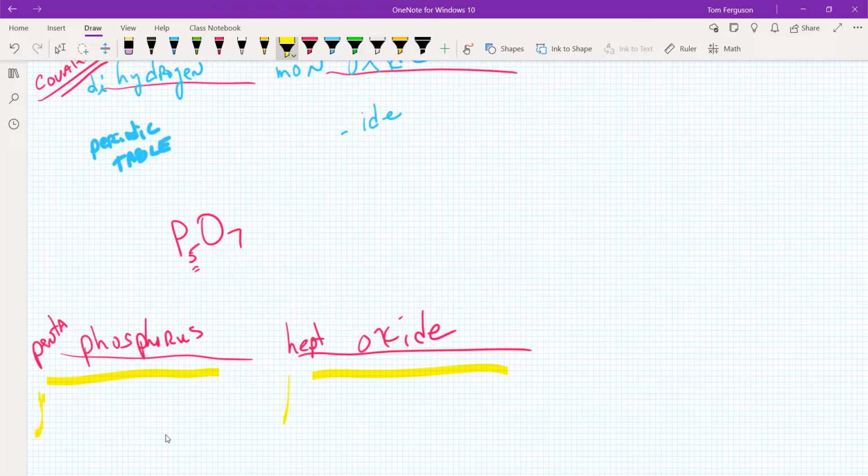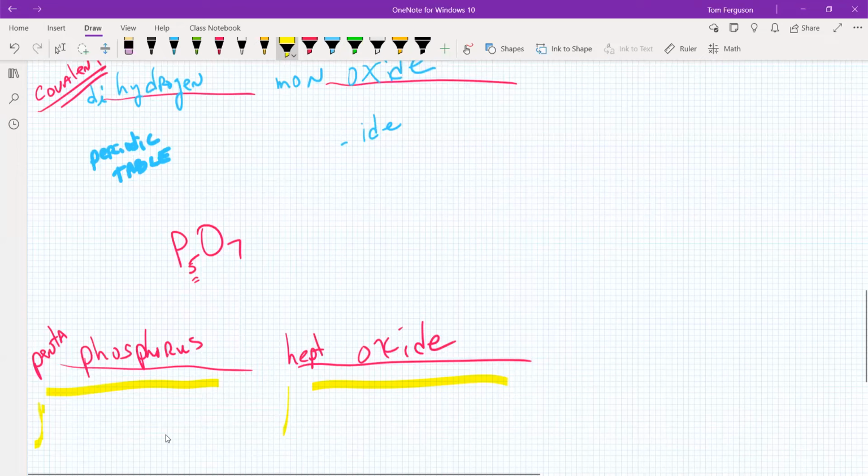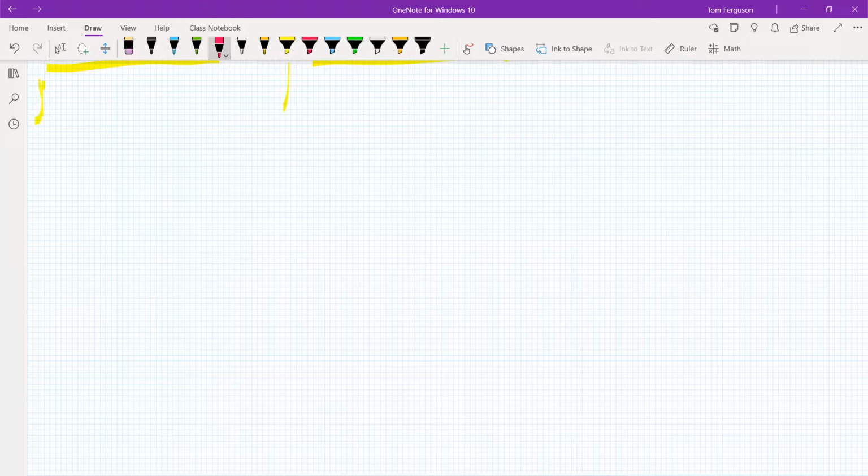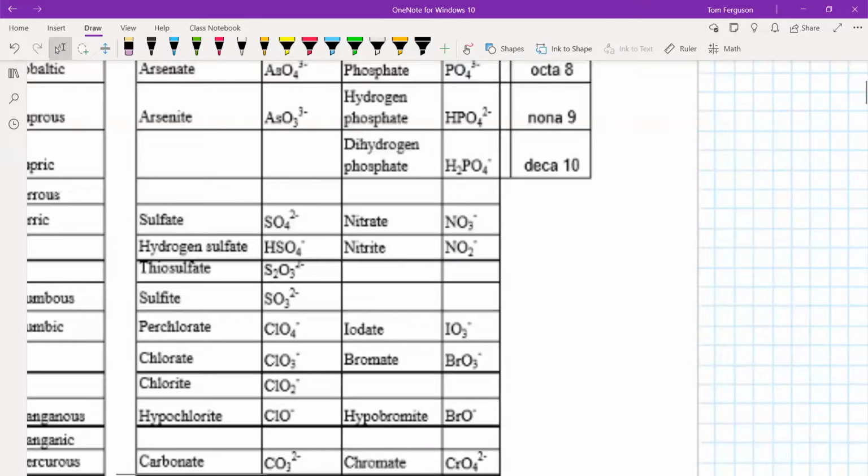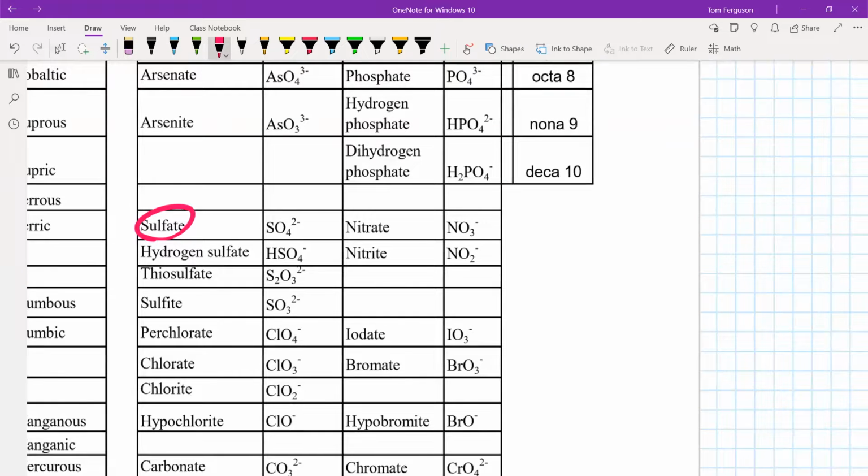Okay, so what if it's ionic? Ionic is a little more involved. For example, let's look at this compound, sodium sulfate. Okay. First of all, sodium is going to be a metal. And this is going to be an anion, a polyatomic anion, sulfate.